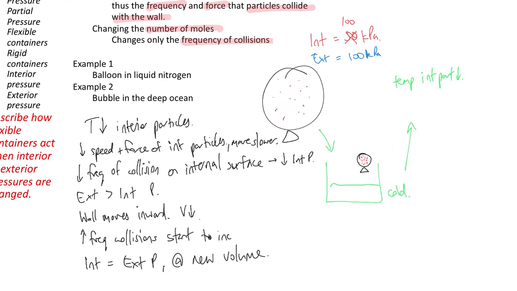Okay, so we're going to deal with a bubble in the deep ocean. Here's our ocean, here's our bubble. In the deep ocean, you've got increasing pressure as you get deeper. So here we have high pressure and here we have low-ish pressure. You have increasing pressure as you get deeper down.